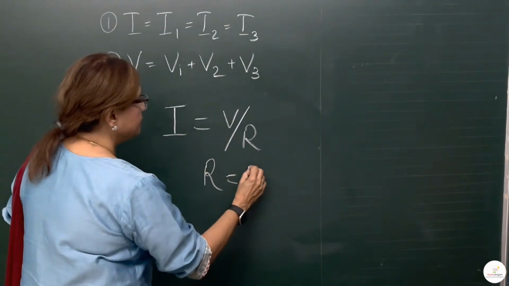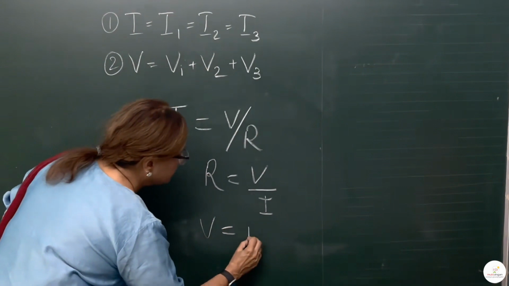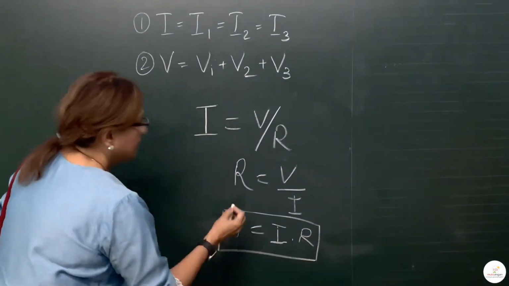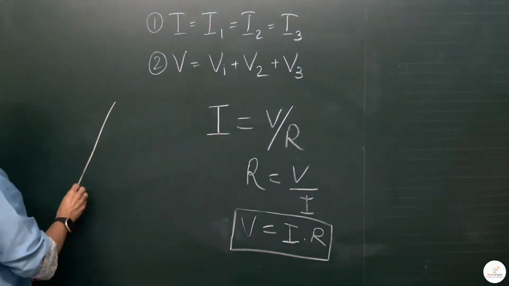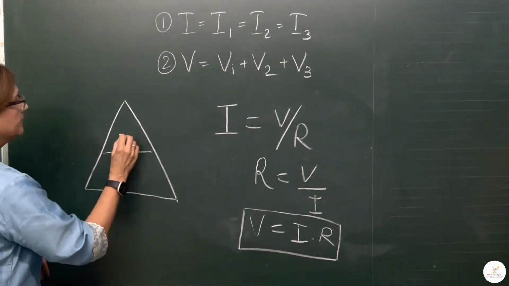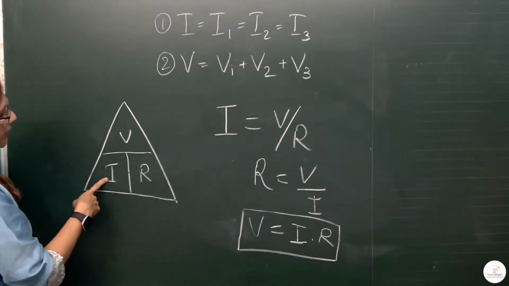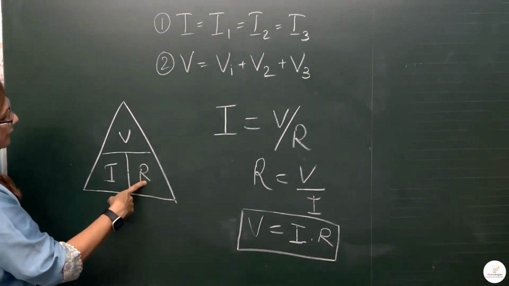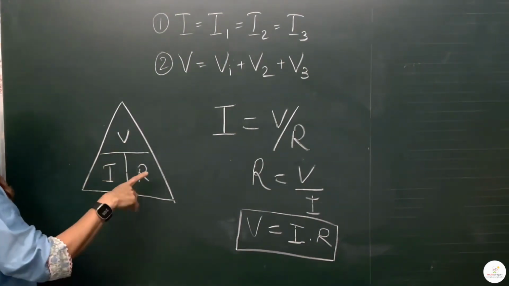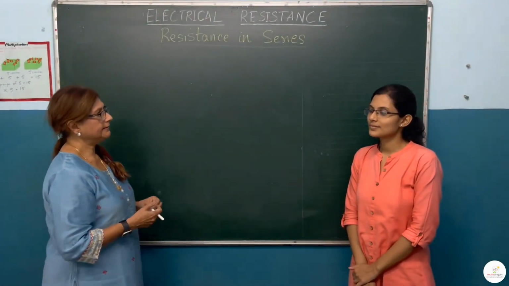So R will be equal to V over I, and V will be equal to I times R. So this is what Ohm's law is. An easy way to remember this is by using the VIR triangle. VIR. So I will be equal to V over R, R will be equal to V over I, and V will be IR. Can you draw a circuit showing 3 resistors connected in series? Sure.